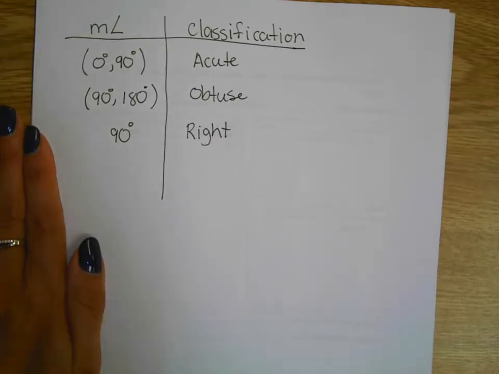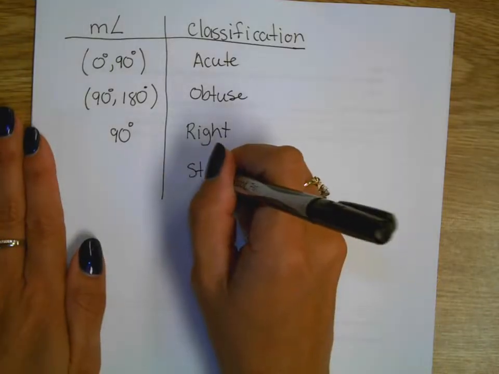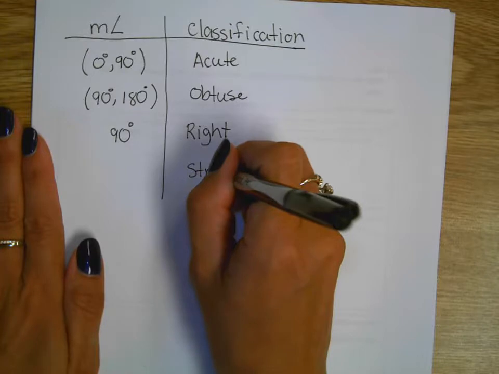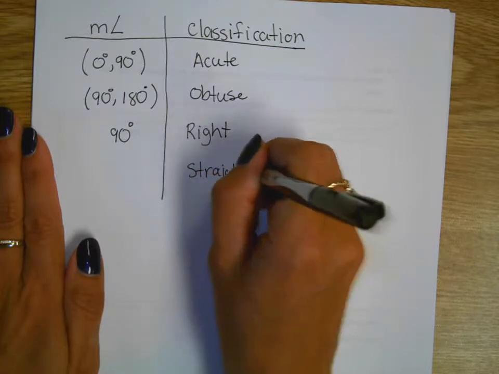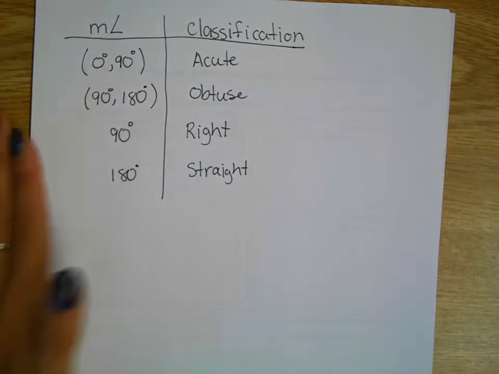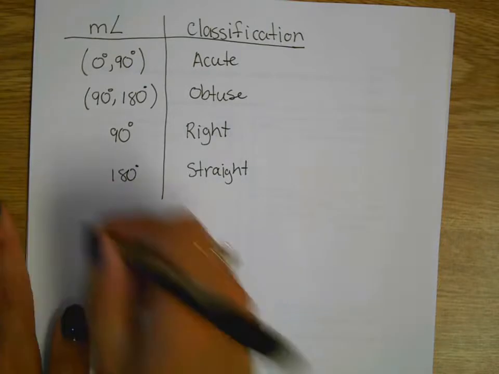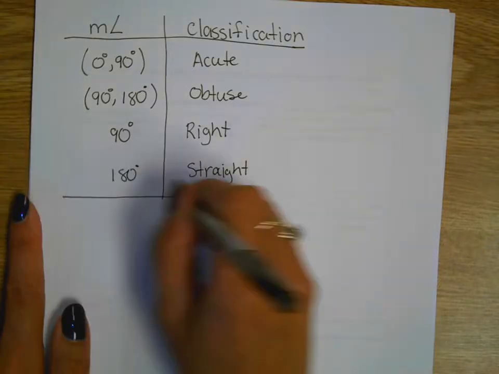Straight line, straight angle. Call it a straight angle. A straight angle is a line, 180 degrees. Okay? There's our angle classifications.